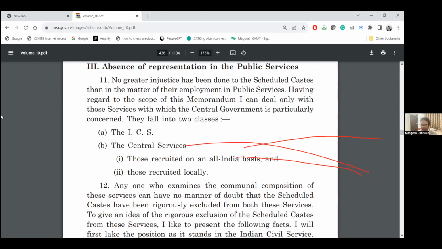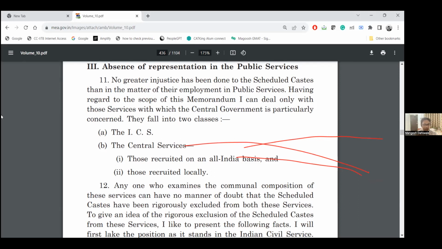So, authenticate source. In the case of the first ICS, the data is very clearly laid out by Babasaheb Ambedkar. And the second issue is very complex and needed a lot of churning of statistical data. Dr. Babasaheb Ambedkar has taken it directly from the authority that matters, the Home Department. And he has given us the reference of the office memorandum.